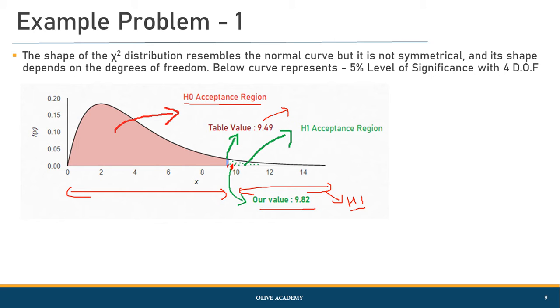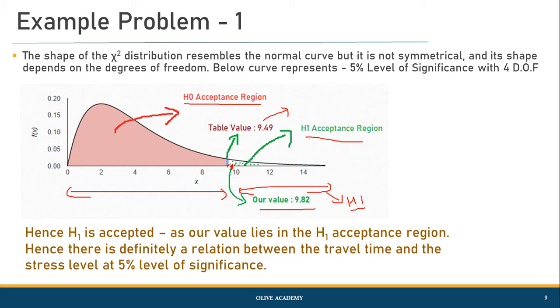And since this is falling under the H1 acceptance region, we should say that at 5% level of significance, H1 can be accepted, which means there is definitely a relationship between the travel time and the stress level. But you have to be careful when we say definitely, because the value differs a little bit between 1% and 5%, right? So we should be careful when we say definitely. Rather, I would say that there may be a relationship between travel time and the stress level at 5% level of significance. All right.